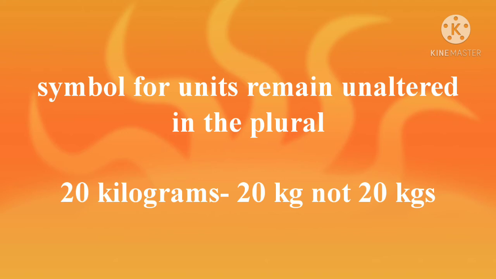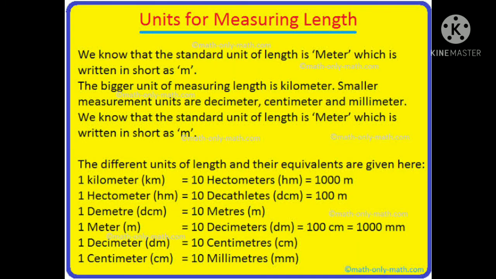The last rule is that the symbols for units remain unaltered in the plural. That is, symbols for units are never written in the plural, but when written in words, they are. So 20 kilograms is written as 20 kg, not 20 kgs. Then for 10 meters, it is 10 m, not 10 ms. Okay, next we'll go to some sub-multiples of the units.